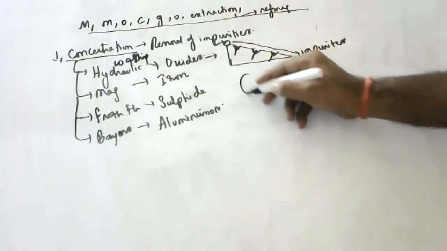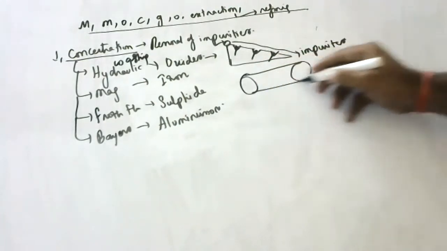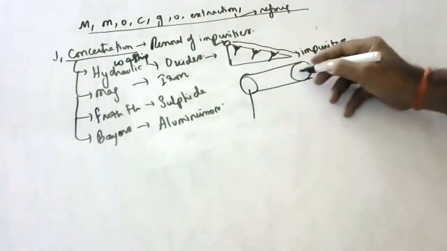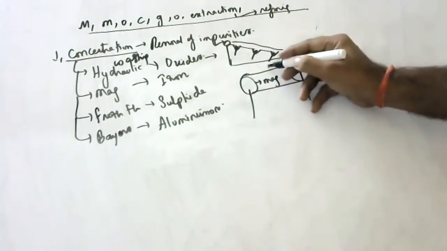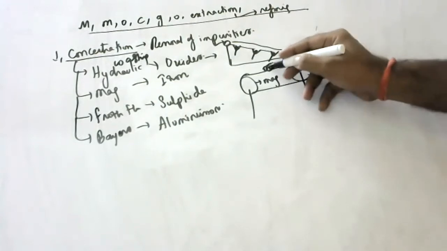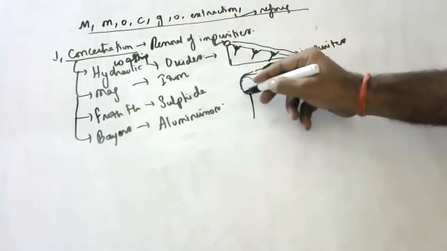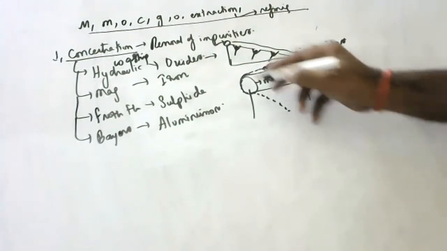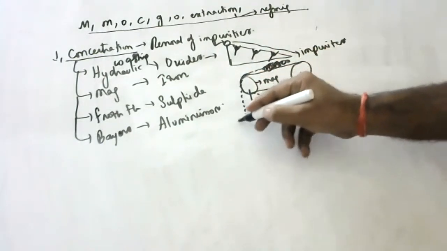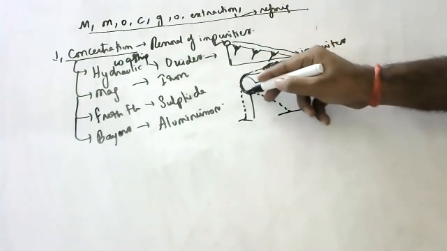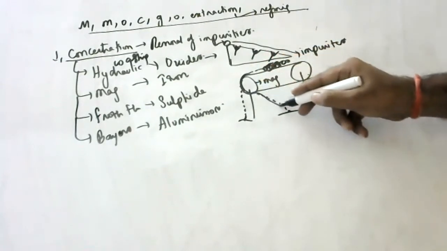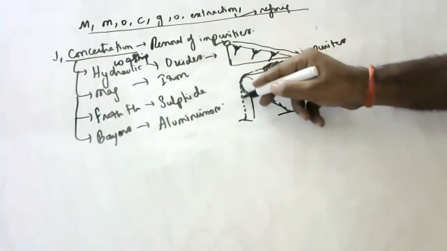Magnetic separation. Here, this is a magnet. Here iron ore is kept. So like this, when it is coming, because this is a magnet, the iron ore will come and fall here, and all non-magnetic impurities will fall here. This is how we can separate. Because it is iron, iron will attach here and fall here, whereas non-magnetic impurities will go and fall down.